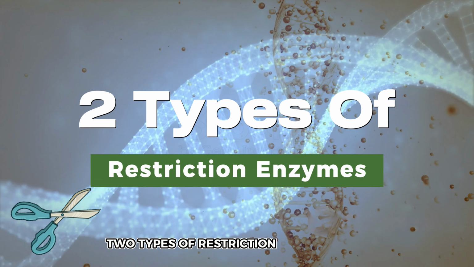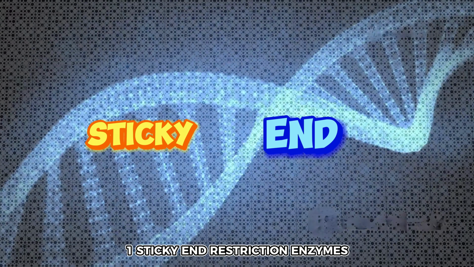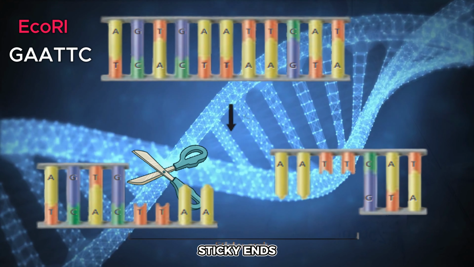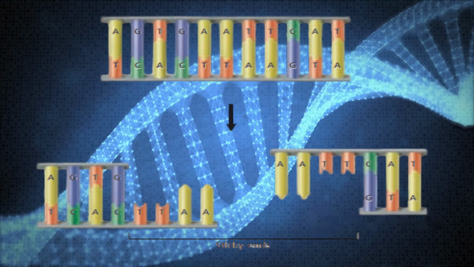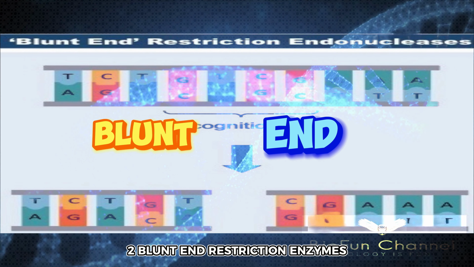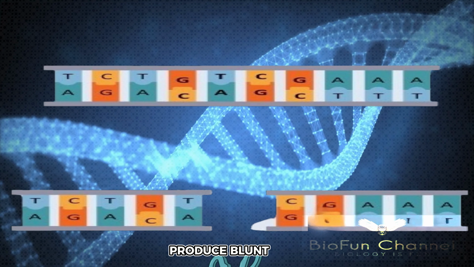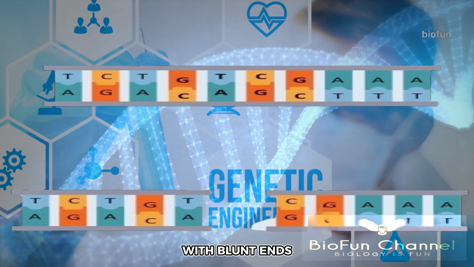2 types of restriction enzymes are used. 1. Sticky end restriction enzymes, which do not cut straight across both DNA strands. Sticky ends can bind to other DNA fragments that have complementary sticky ends. 2. Blunt end restriction enzymes, which cut straight across both DNA strands, produce blunt ends. Blunt ends can join to any other DNA fragment with blunt ends.